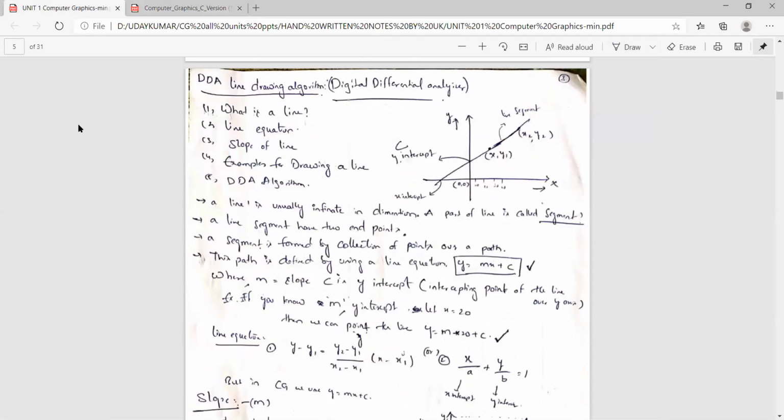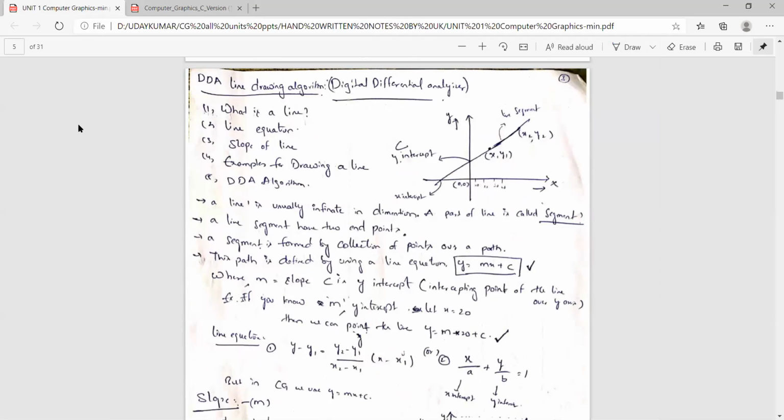Before that, the first one is the DDA algorithm for line drawing. The first algorithm is the digital differential analyzer. So what is DDA? Digital differential analyzer. We can call it simply the DDA line drawing algorithm.